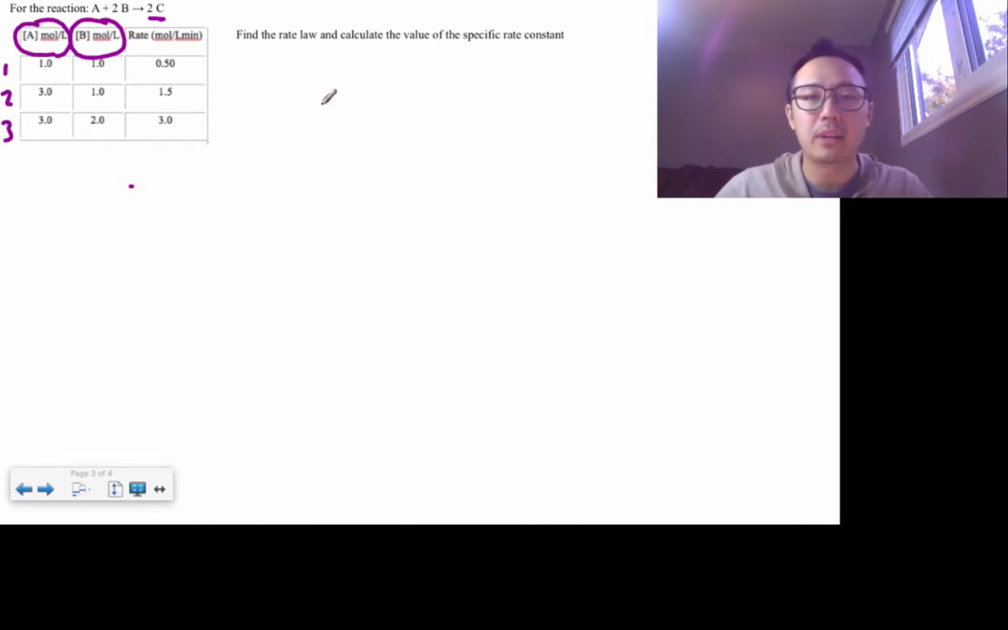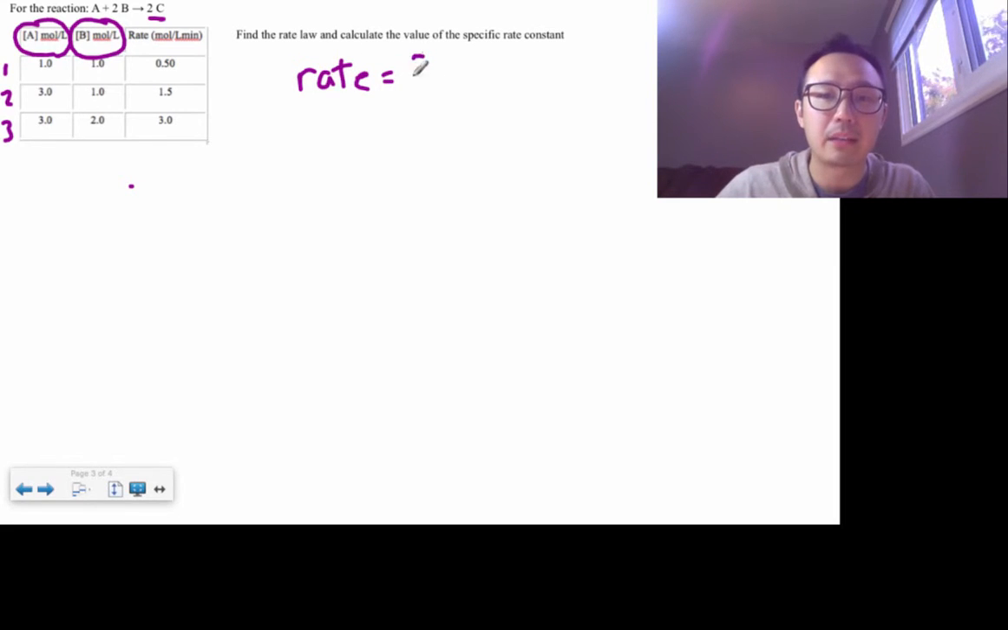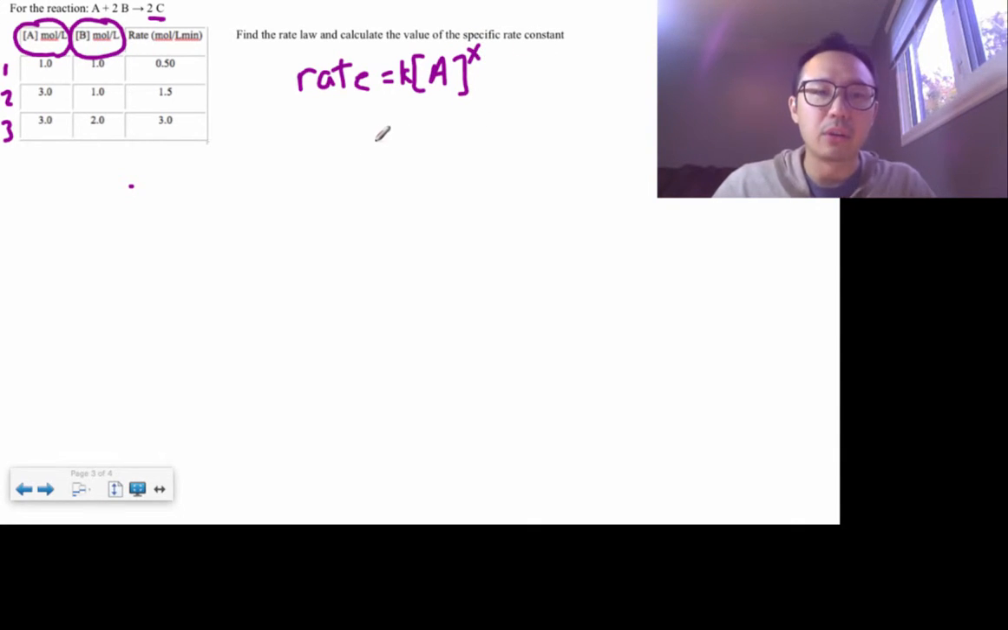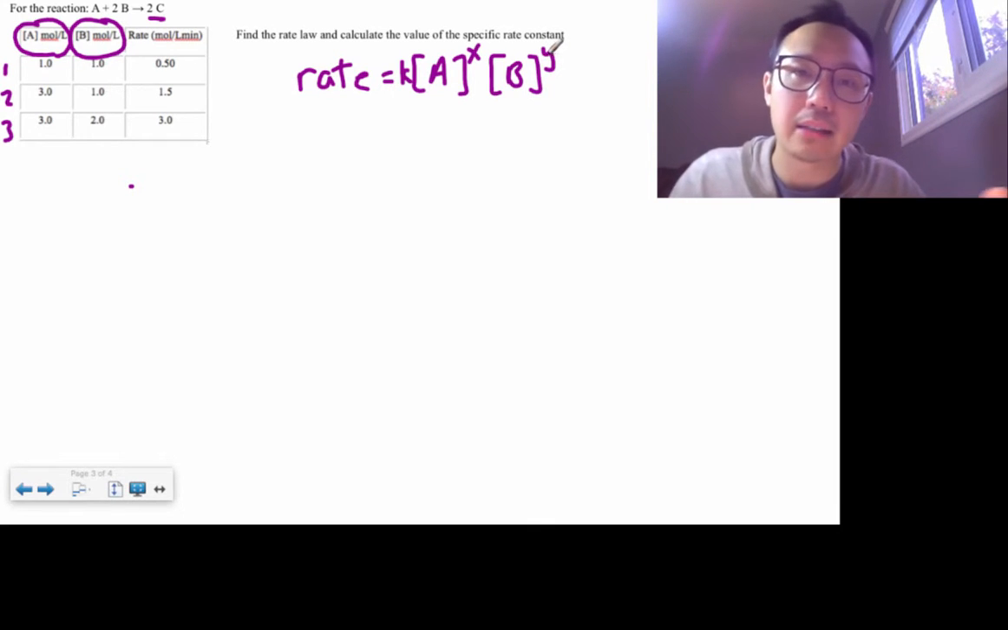So when you want to figure out the rate law, this is your basic reaction, right? If we were just looking at A, the rate is equal to k multiplied by the concentration of A to the power of X, right? But your rate law is also going to include your second concentration because B is also involved, and we'll just use Y as the other order.